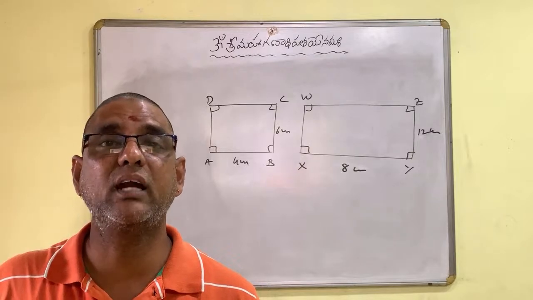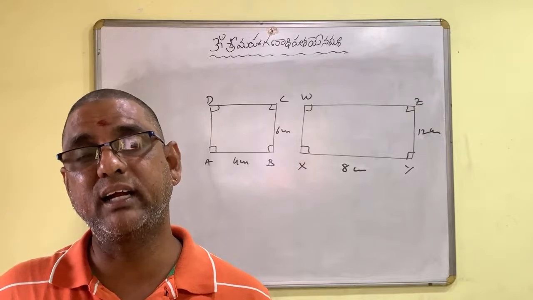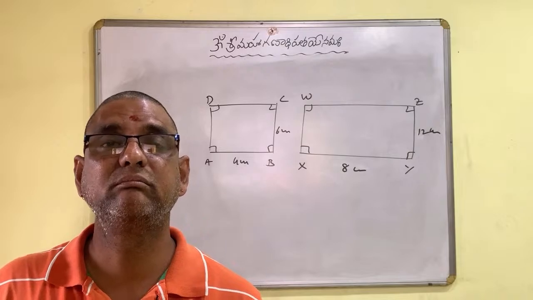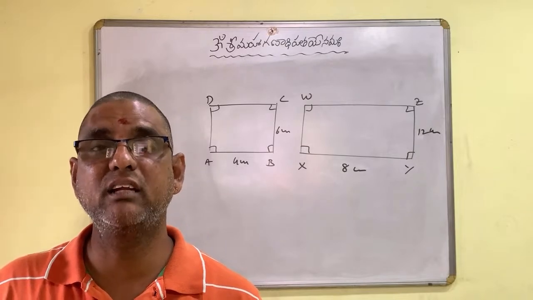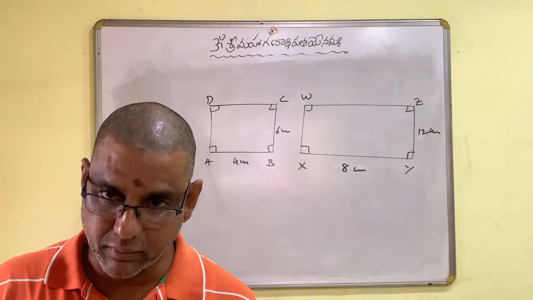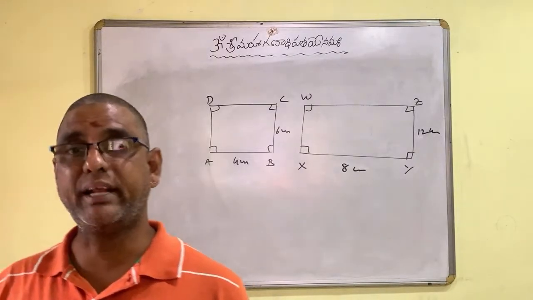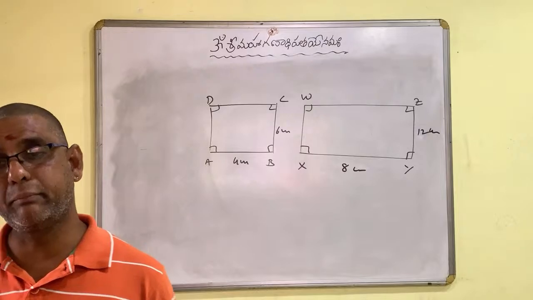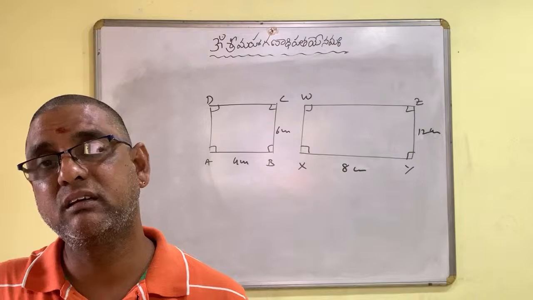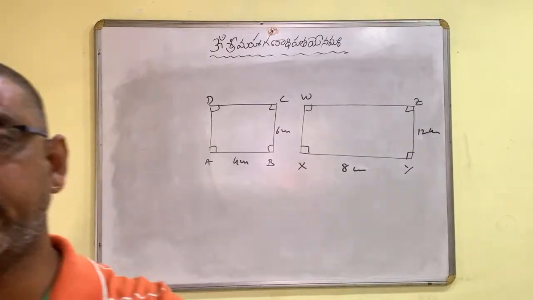Okay na? You cannot say that two rectangles are always similar, or you cannot say that two rectangles are not similar. Any two rectangles given to us, they may be similar or may not be similar. There is a possibility over here. But in case of squares, two squares are always similar. Okay na?